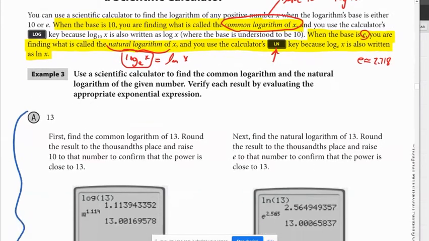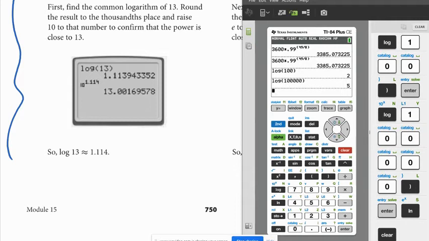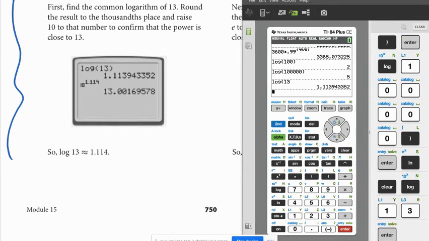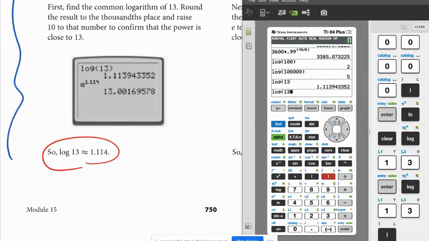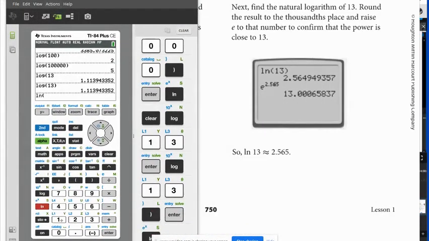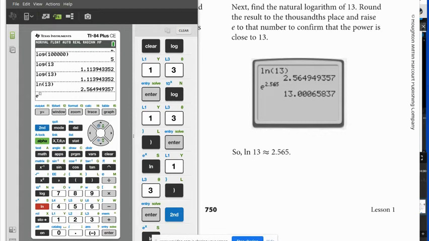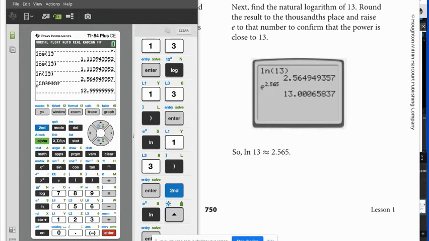Okay, so now you can evaluate either of those two types of logs on your calculator. They did examples here. Common log of 13, they got 1.114 here. That's the same thing I got on my calculator by pressing the common log button and then typing 13. Then the same thing for natural logs. To find the natural log of 13, we just type ln 13. Natural log 13 is 2.56, and the reason why is because e raised to that number is 13. 12.9 repeating is essentially 13.